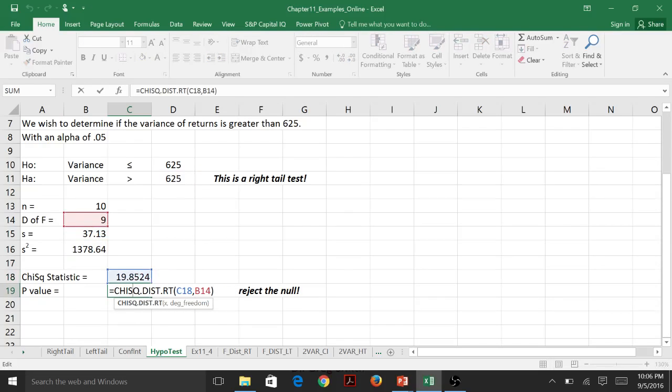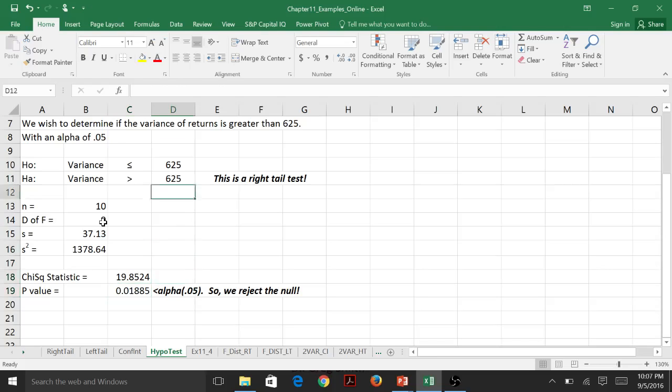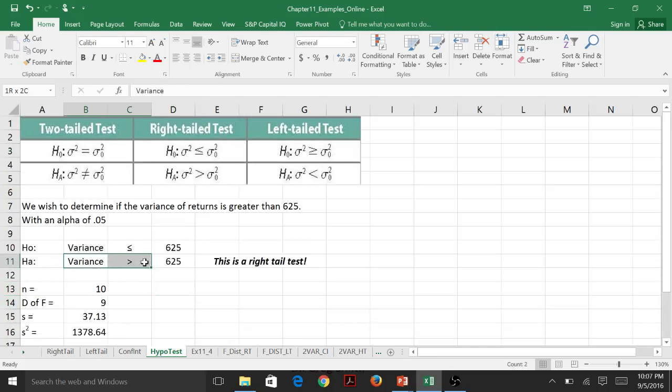Well, this is interesting because what I'm going to do is take the chi-square dist now, which implies I have a probability I want to calculate, and it's a right tail test. So I'll throw all of my alpha, 5%, into it. So I'm going to take my chi-square statistic and the degrees of freedom, and I get a p-value of 0.01885, which is less than that alpha value. So we reject the null, and we find that the variance really is greater than 625.